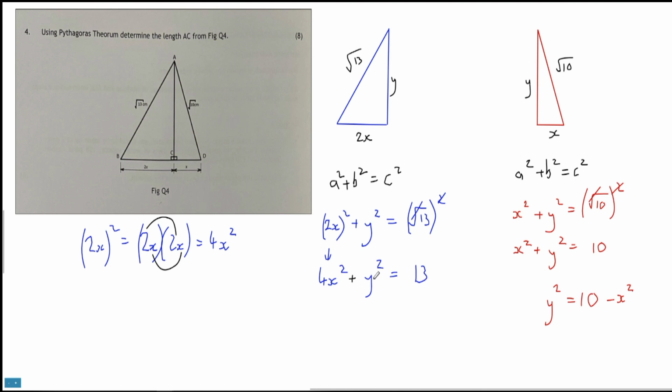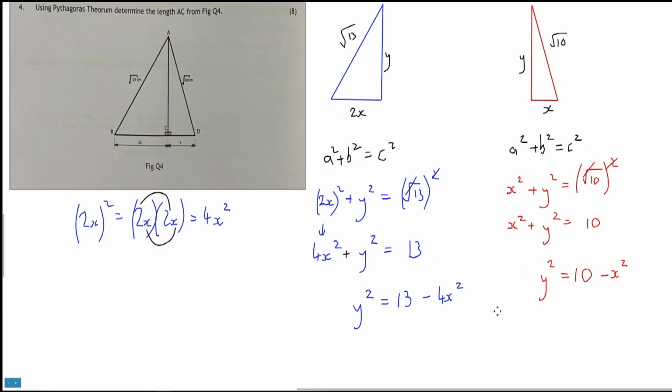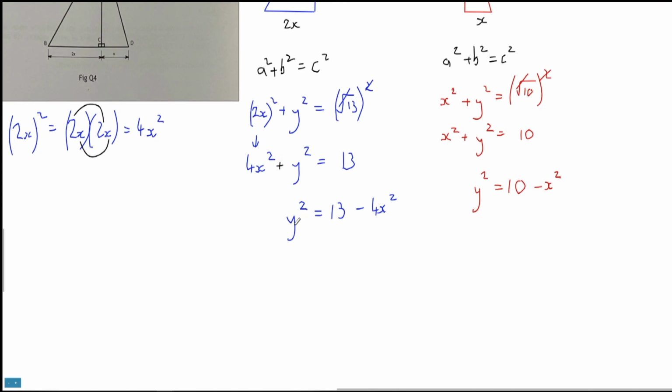Okay. So let's see if we can rearrange this one. So we're going to have y squared is equal to 13 minus 4x squared. Can you see what I've done here? I've just rearranged it so I've got y squared on both sides. Because they're both equal to the same thing, this must be equal to this. So I'm going to write them side by side. So now we should be able to say that 13 minus 4x squared is equal to 10 minus x squared.